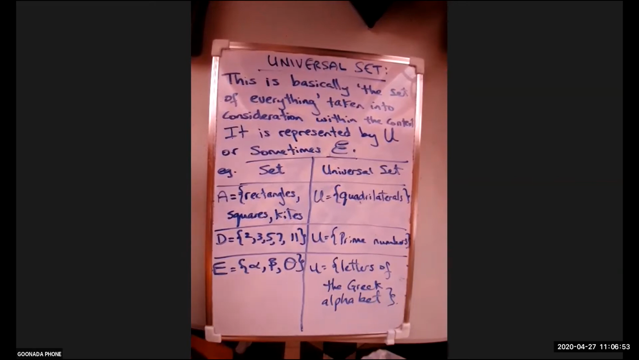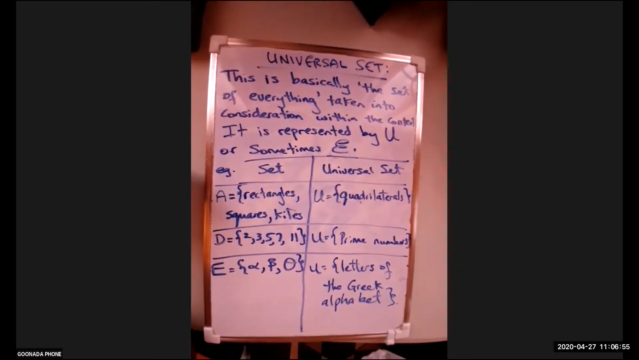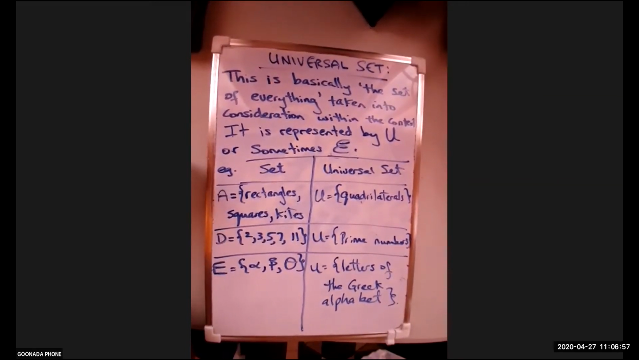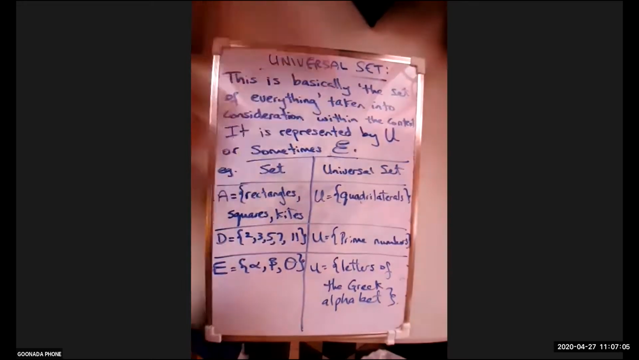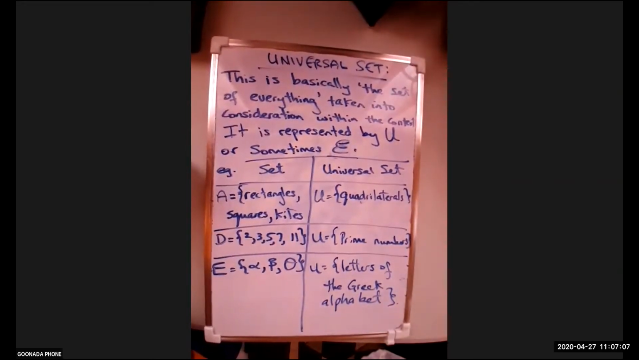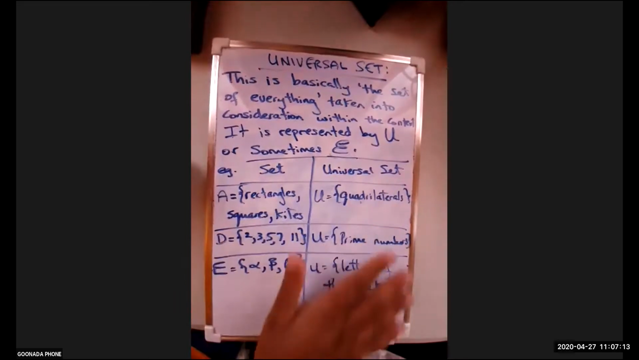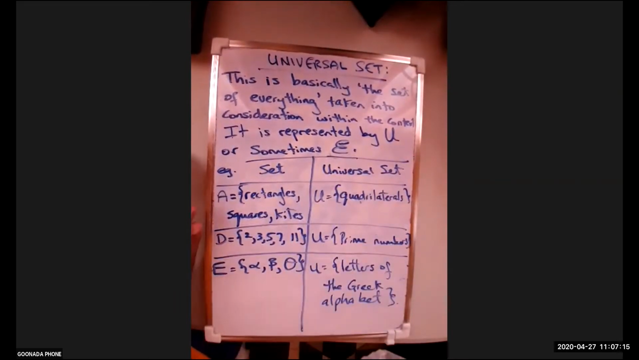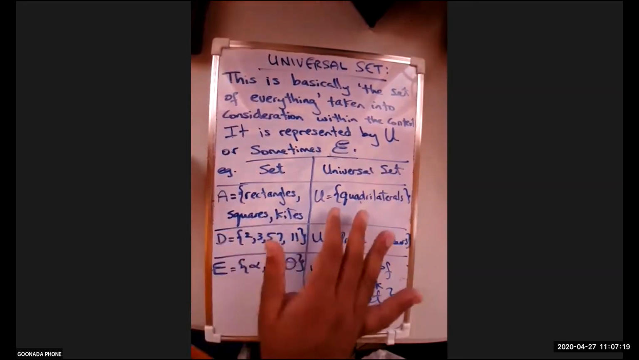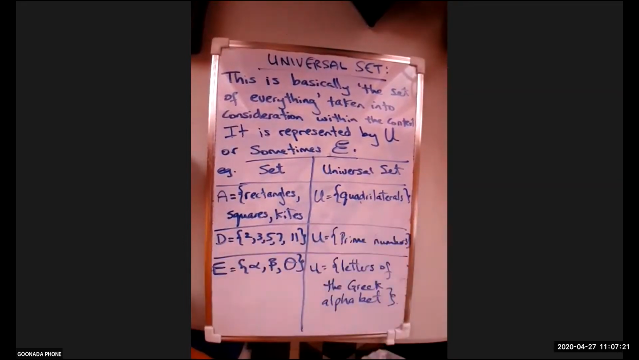Okay, so pay attention for a minute. Basically, the universal set is the set of everything. It is represented by capital U, or this cursive looking E, capital E, of course, right? So here are some examples of a set, and these are the universal set for it. So for example, we have the set of rectangles, squares, kites, etc. They come from the universal set, quadrilaterals, right?